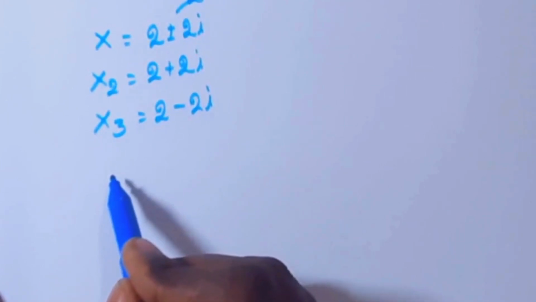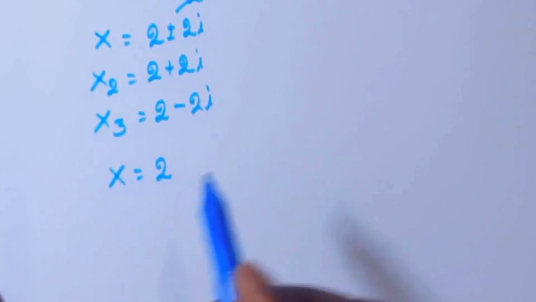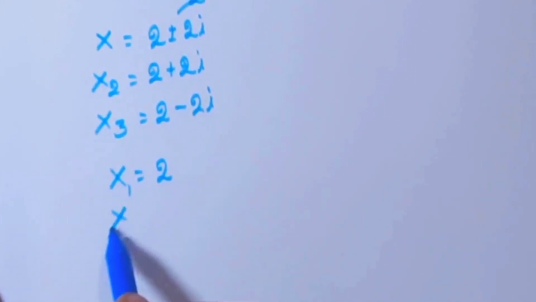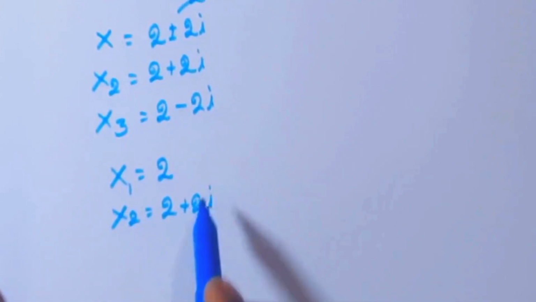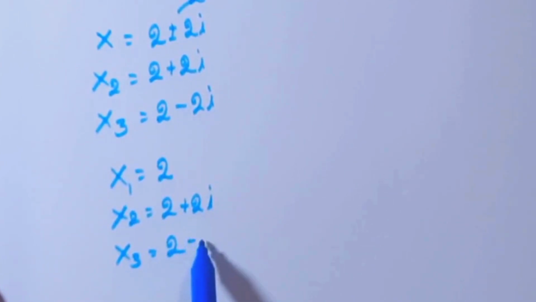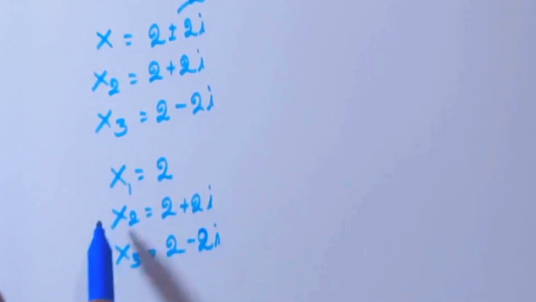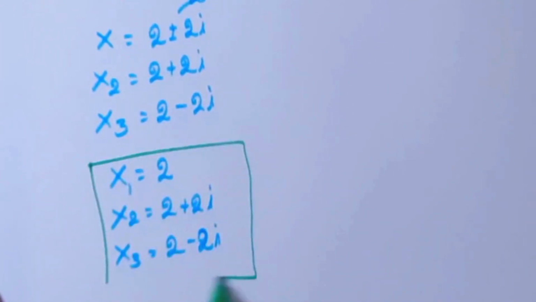We have to obtain 3 solutions. One is x equal to 2, this is the real solution, x2 equal to 2 plus 2i, x3 equal to 2 minus 2i. These are the possible solutions.